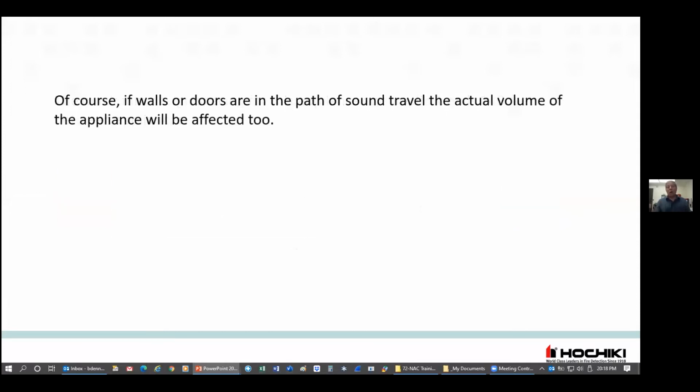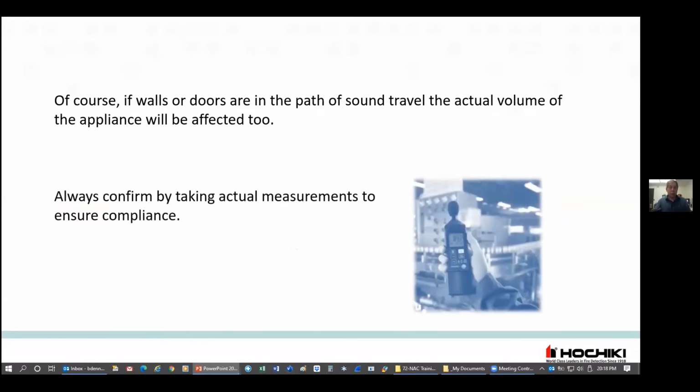Now, if there are walls or doors or other things in the room, obviously that's going to have an effect on the actual volume of the appliances and the volume in the room. So to be sure, we always want to take measurements to confirm the actual sound level of the office under normal circumstances. But at least this can give us an idea of how many audible appliances we would need when we're in the initial design phase.